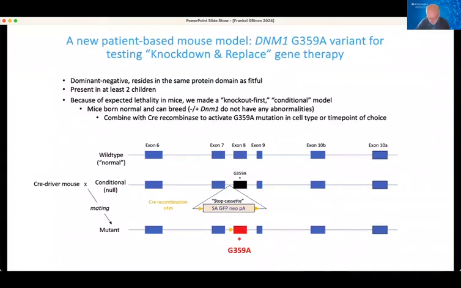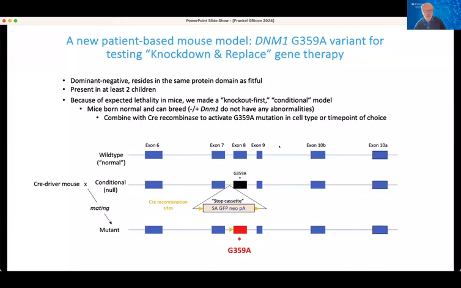So we made a new mouse model basically designed to test this idea. We based it on a human variant called G359A. It's also dominant negative. It resides in the same DNM1 domain. It's present in at least 2 kids, probably more by now. But we expected the mice to be severely impaired, so we made a conditional model whereby when we add a recombinase that removes a stop cassette that prevents the expression of the exon showing the mutation, it removes that, the bad form of the RNA can then get active in any cell for which we have a driver Cre recombinase gene.